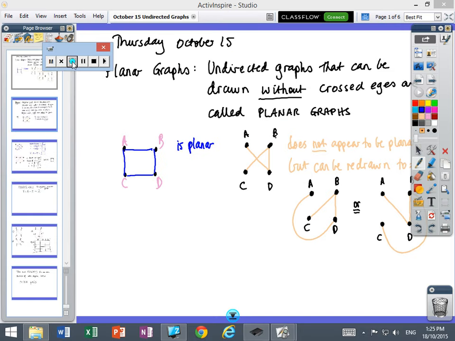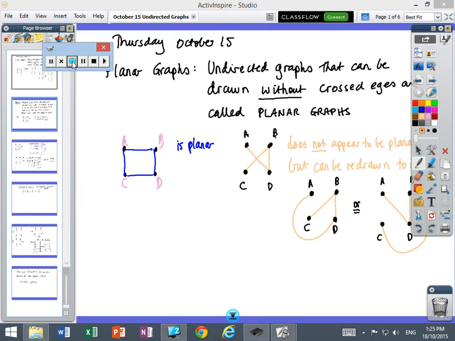Okay, so this is the second lesson that we've done on networks and graphs. And just a reminder of some of the basic stuff that we did yesterday is that a network is a series of vertices that are connected by edges. So I just want you to keep that in mind as we're going through this next bit.